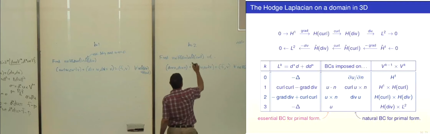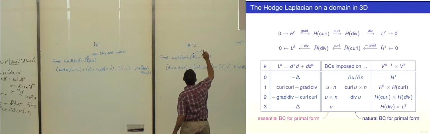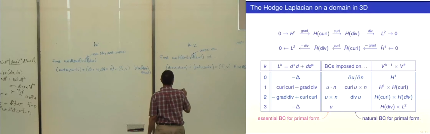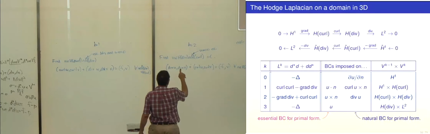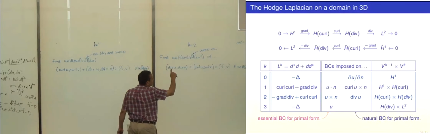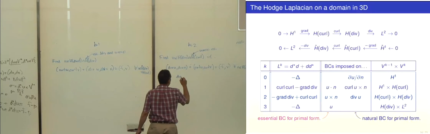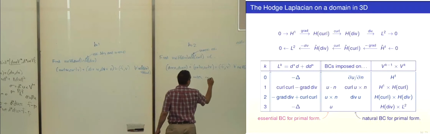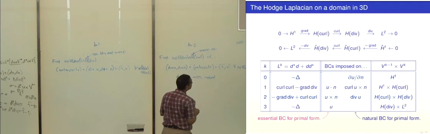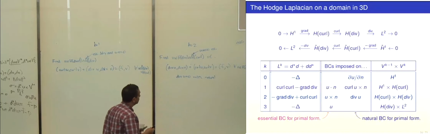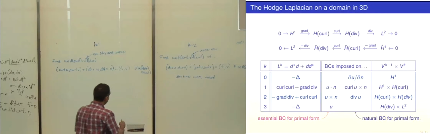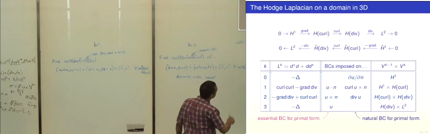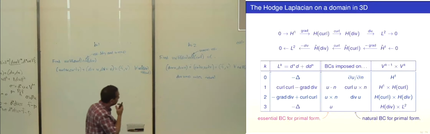And so we have the boundary condition u cross n equals 0 is essential. And the boundary condition from this one would be that div u equals 0 on the boundary. And that would be a natural boundary condition. And of course, you don't have to do it by writing out this way and integrating by parts. You just do it by looking at the domains up here. Same thing.